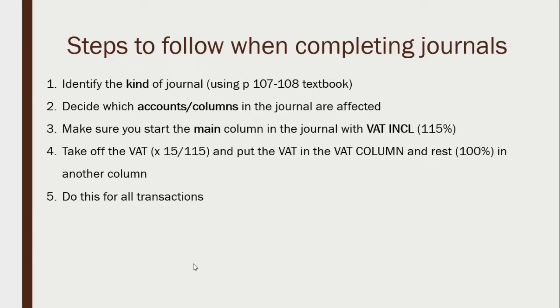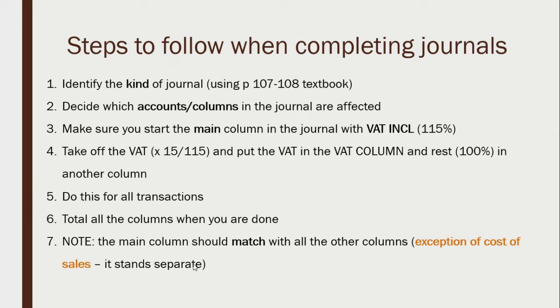You do the first four steps for all the transactions in a specific question. Once you have finished those steps, you then total the columns. Those totals we will then transfer into our general ledger. But before you do that, please make sure that you are balancing. That means your main column should match all the other columns.